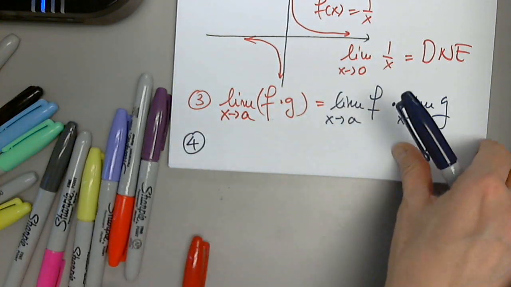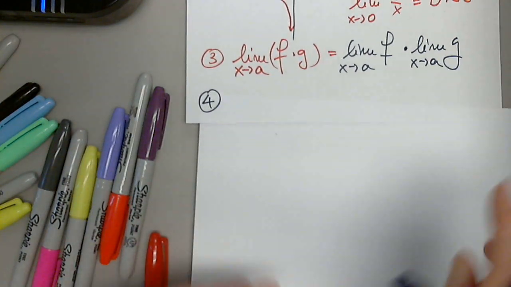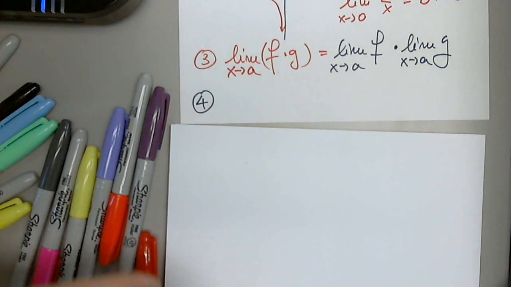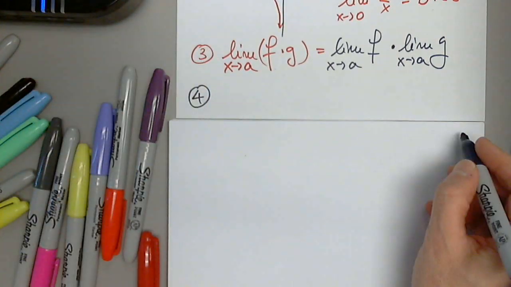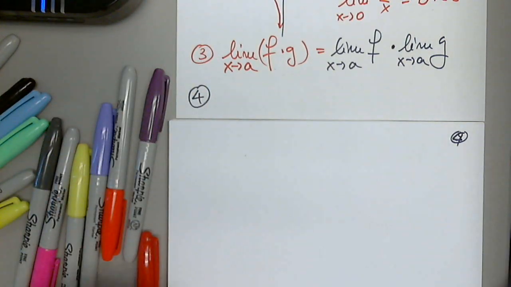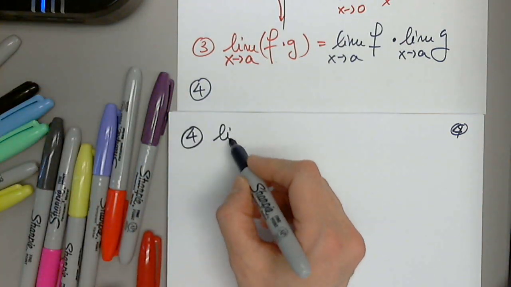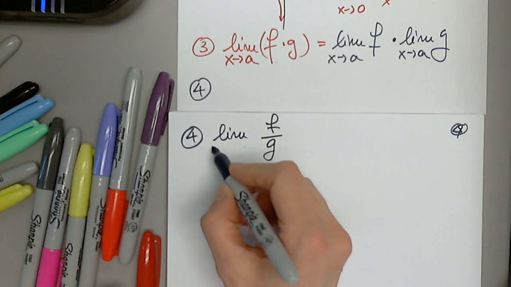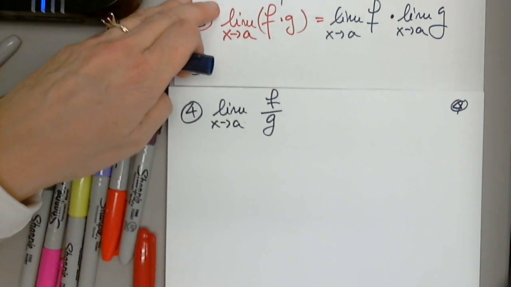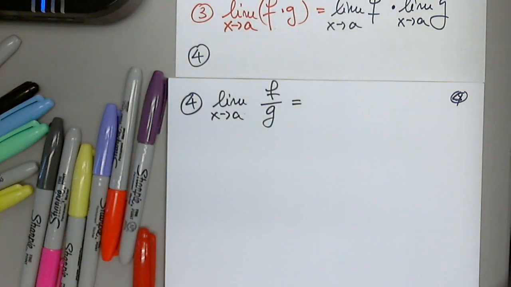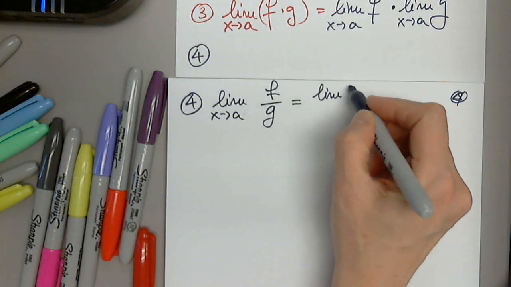I ran out of room, and no one is surprised by that. So let me go to the next page, because sometimes when I scan, the bottom of the page doesn't appear. Okay, 4. The limit of f divided by g as x approaches a. This equals, indeed, yes.